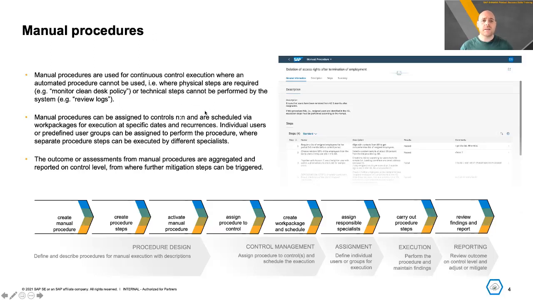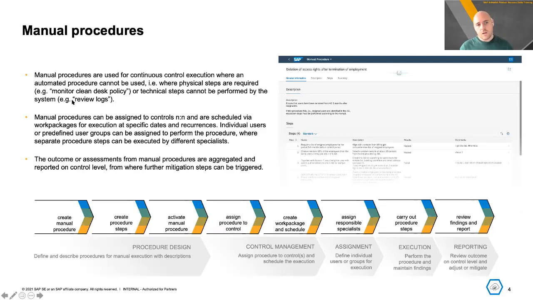Or more complex technical steps, for example, reading out logs from a HANA database, or checking an Active Directory, which cannot be automated as it is now for our SPG solution, since we can only read what is written into a HANA database. So manual procedures consist of multiple steps you design and perform. And to execute a manual procedure, you need to schedule it via a work package. And the work package itself is usually or must be scheduled by a control.